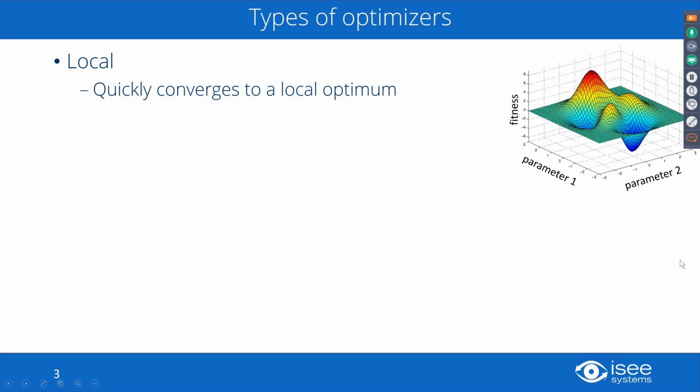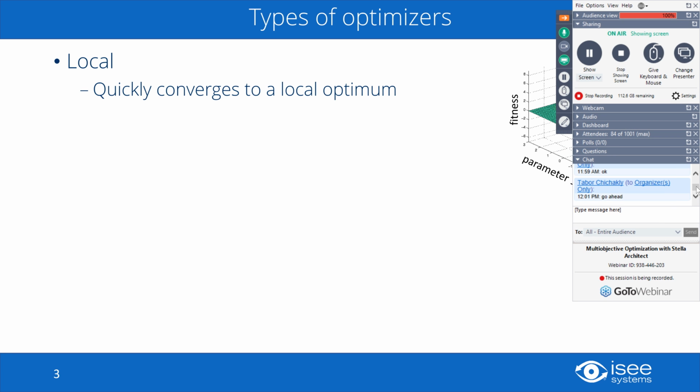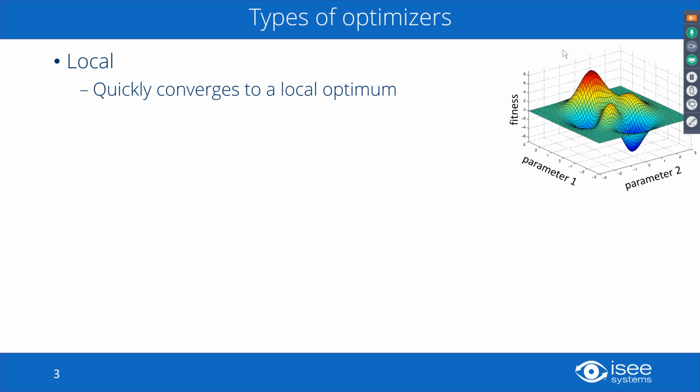So there's a lot of stuff I need to talk about before we get going, just so that you understand some basic stuff, because multi-objective optimization is fairly complicated. Optimization period is complicated. There are two major types of optimizers.